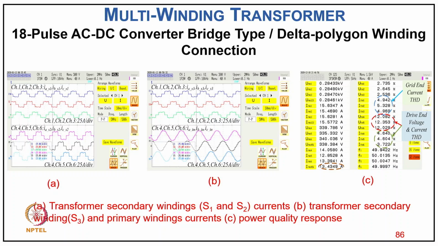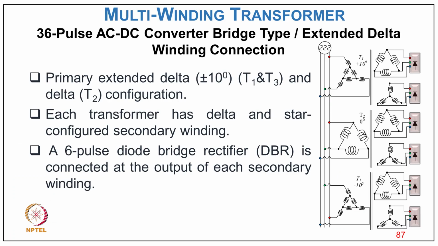You can see how the individual rectifier waveform looks, and how the combined winding currents and supply currents IA, IB, IC are shown here. You can see the THD of these currents comes to the order of 4.6 or thereabouts on the supply side.